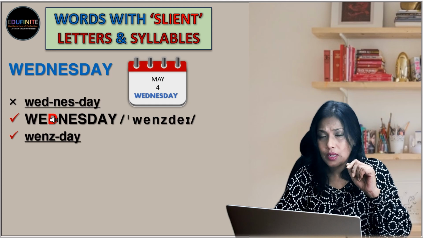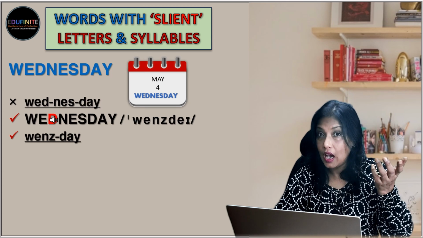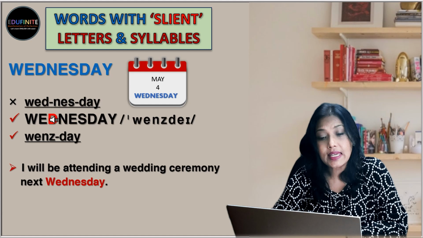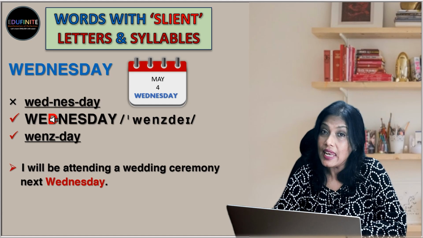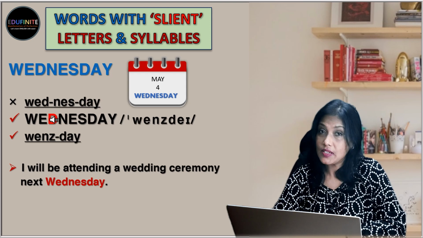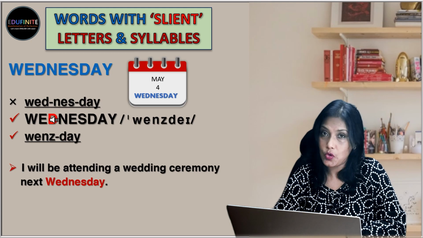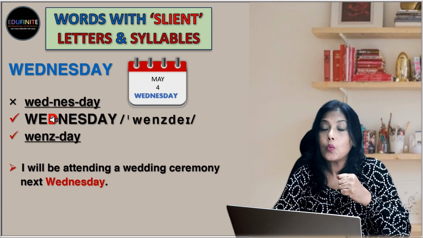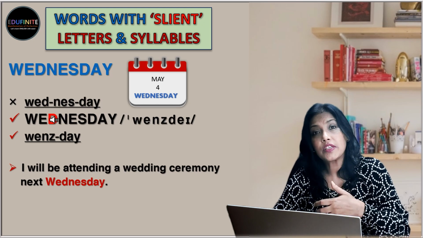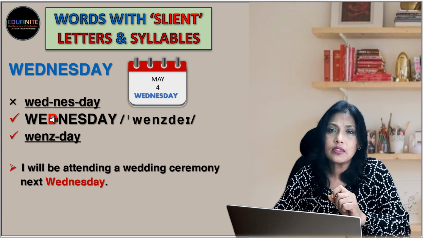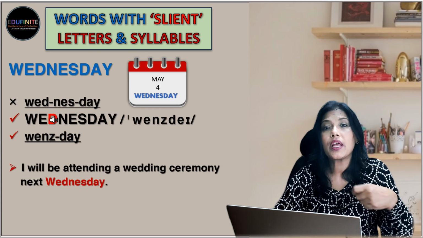Now let's look into a sentence to see how it fits there. I will be attending a wedding ceremony next Wednesday. And not, I will be attending a wedding ceremony next Wed-nes-day. That's wrong. We usually, non-natives, what do we do? Since English is a second language, it's not a mother tongue, we sometimes go by the spelling. Whatever is written in the spelling, we pronounce each and every letter.